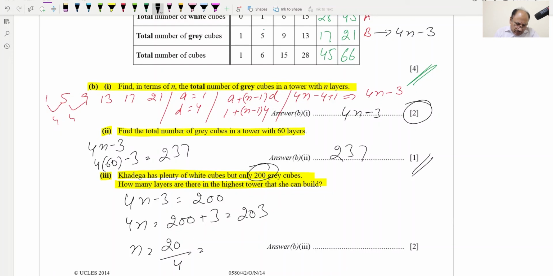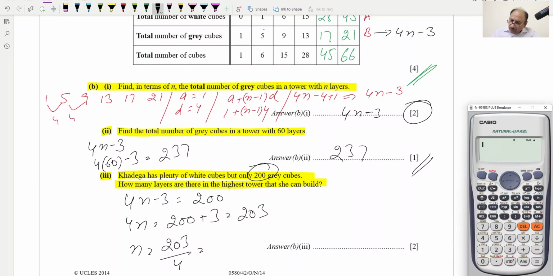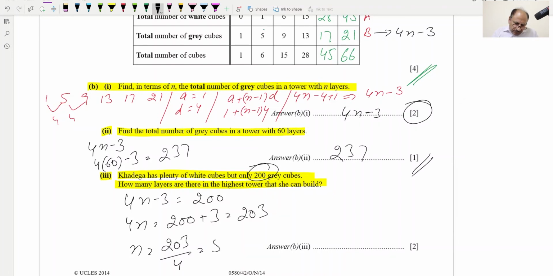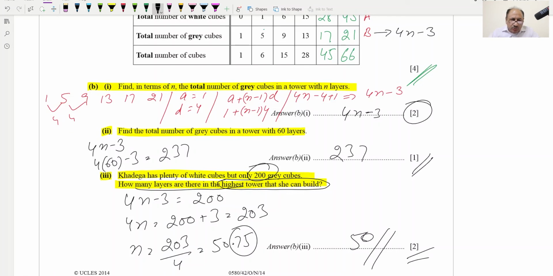So 203 divided by 4 will be how much? 203 divided by 4 is 50.75. Now they are saying the highest tower that she can build, how many layers? The 51st layer is not complete, it is a decimal, so we'll say 50 will be our rounded answer. Complete layers will be 50. So this is the 2 mark question which we have done.